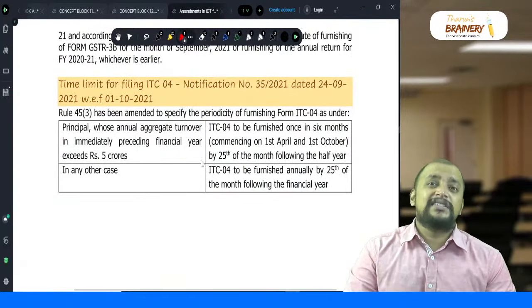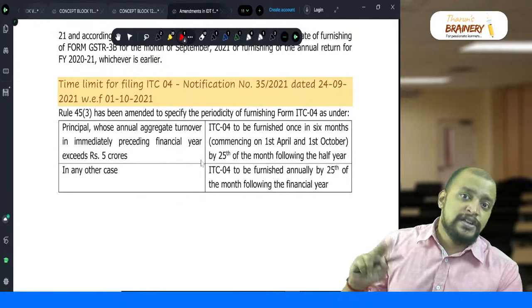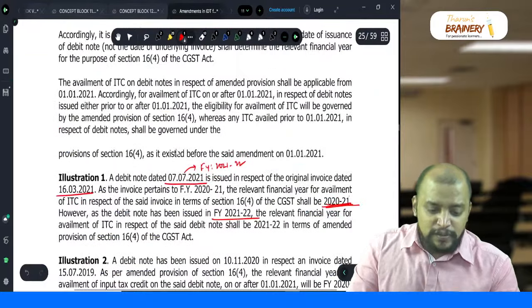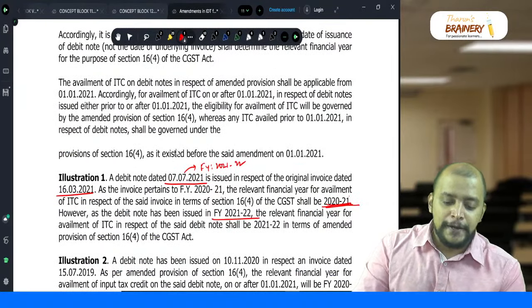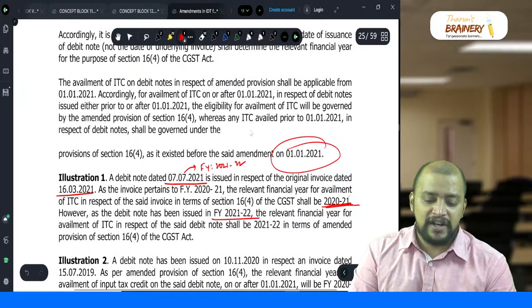Whenever the debit note is issued, for the debit note, it is dealing with the invoice. So we need to see the debit note date only, and with effect from when this provision is applicable. Okay, that is 1/1/2021 is the effective date.